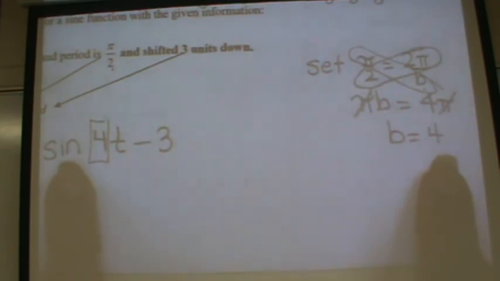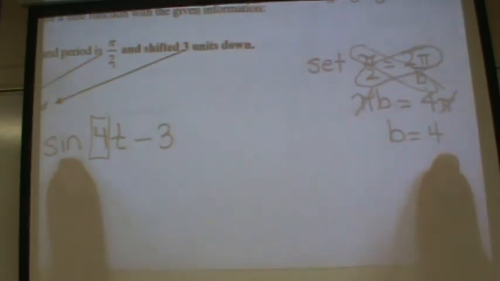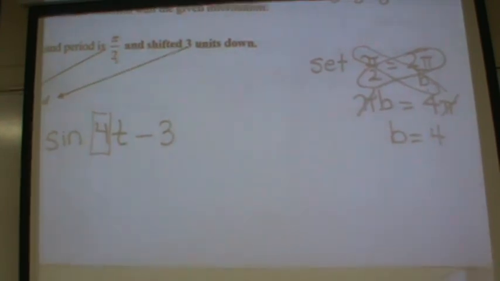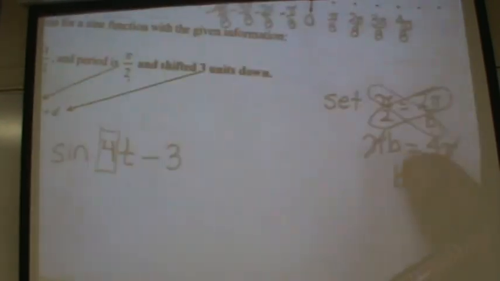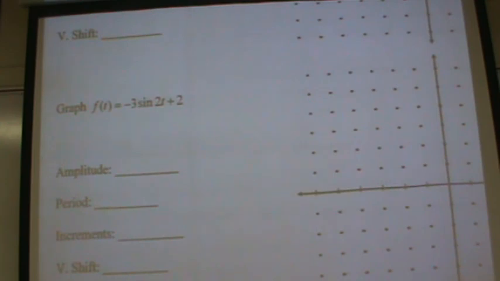So the bigger the b value, the more the graph's gonna be compressed horizontally versus stretched. If it's a fraction, it's gonna be stretched. So this back side is your homework.